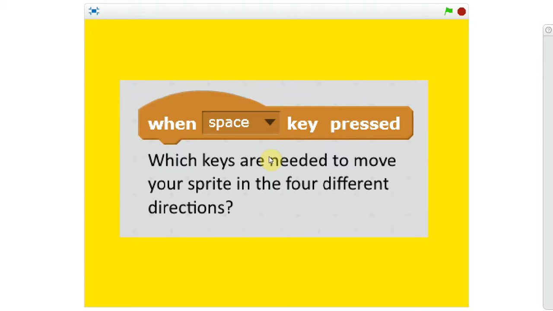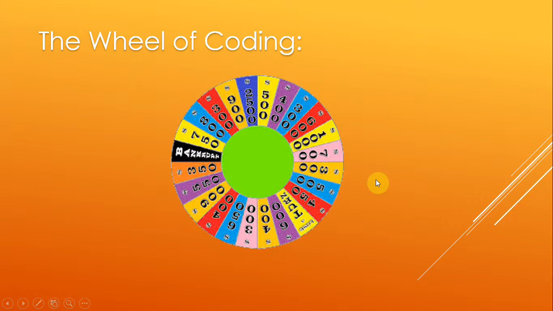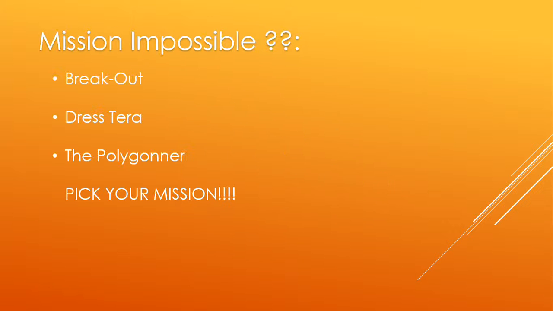Okay, and then so forth, then we carried on with that. Okay, and that was Wheel of Coding. Then we jumped into Mission Impossible. Pick your mission. This was where we gave all you young soon-to-be developers the opportunity to see if you could develop something based purely on specifications or requirements.